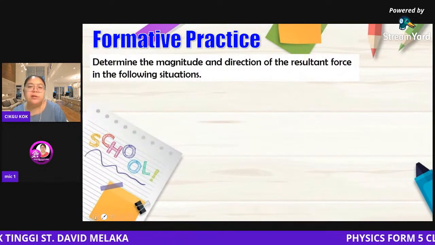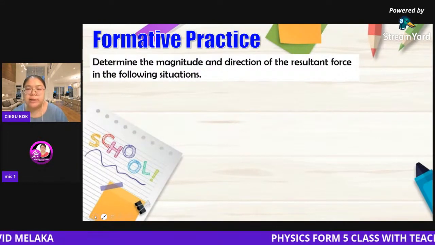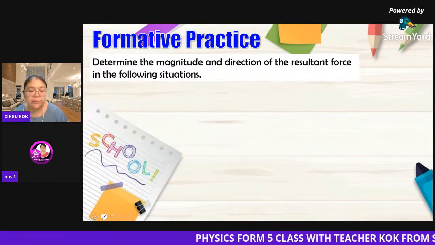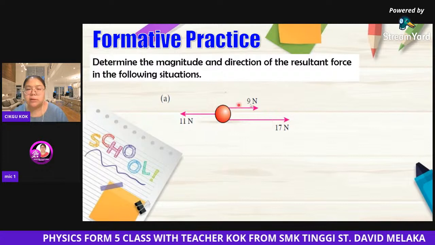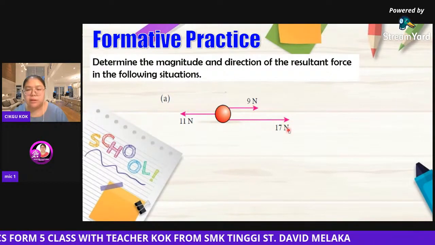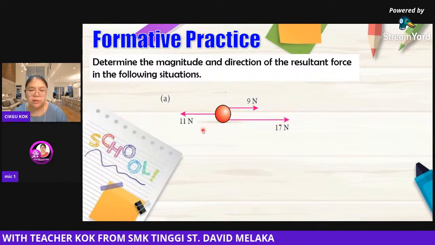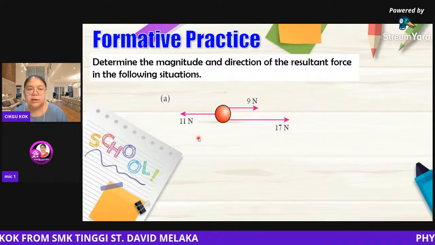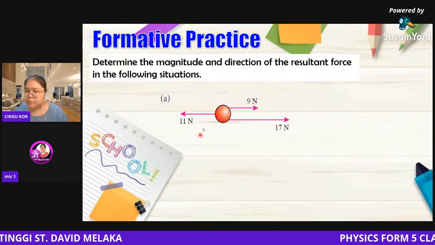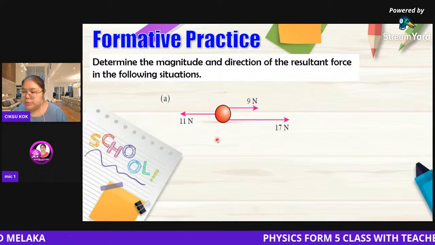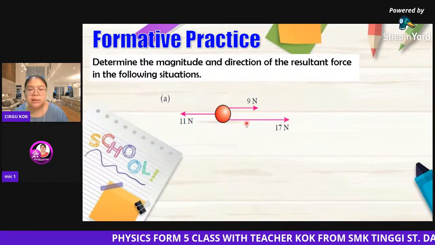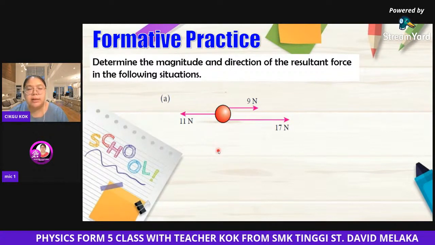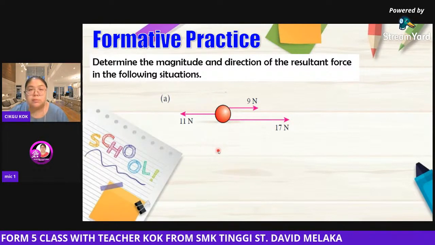For the first question, they want to determine the magnitude and direction of the resultant force in the following situation. The ball has forces acting on it: 9 Newton and 17 Newton going to the right, and 11 Newton going to the left. What is the resultant force? Chan Jingwen, hi. Can anybody answer this question? Give me the answer for the resultant force.